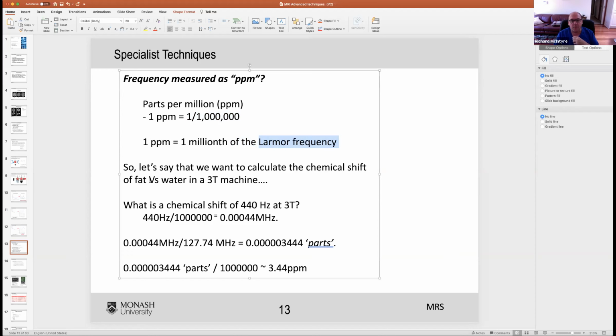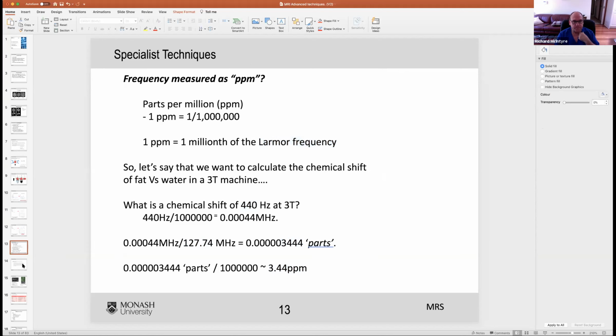So let's say we want to calculate the chemical shift of fat versus water that we've discussed. The chemical shift, we know, is 440 hertz at 3 tesla. So we divide 440 hertz by a million, which equals 0.44 megahertz, and divide it by the Larmor frequency, and we get 3.444 parts per million. So 440 hertz as a proportion of the Larmor frequency is parts per million.